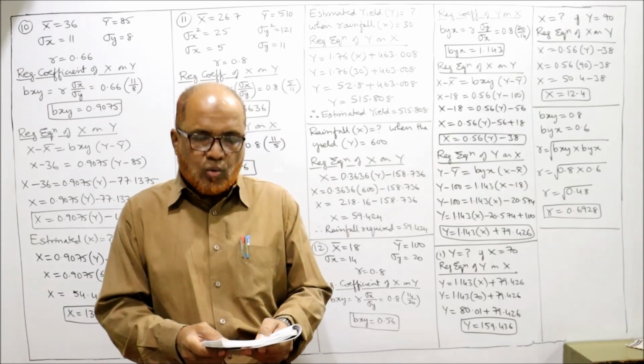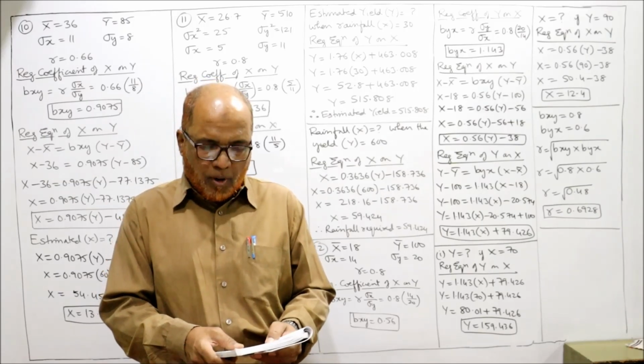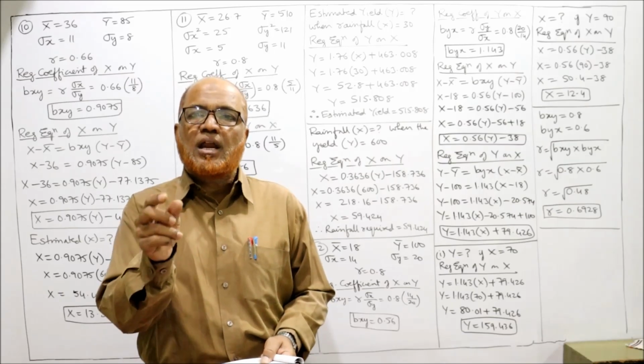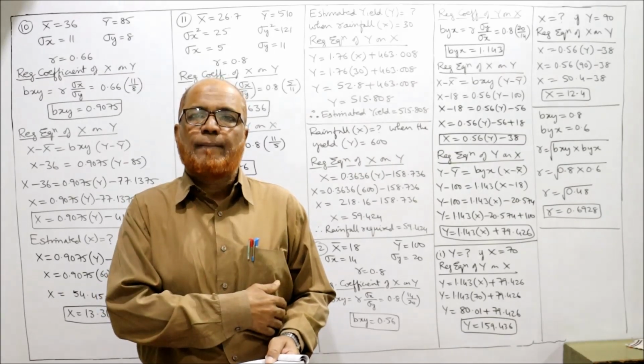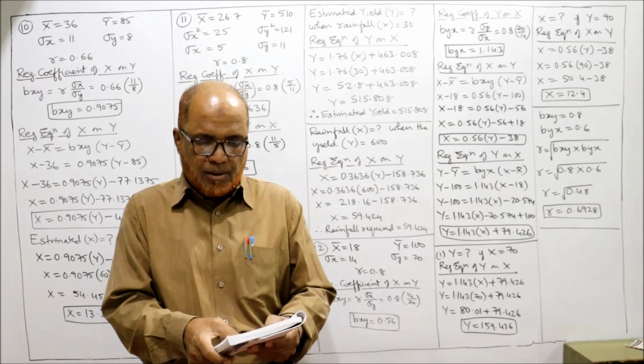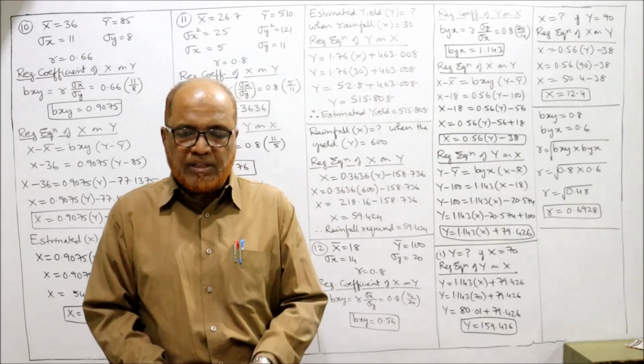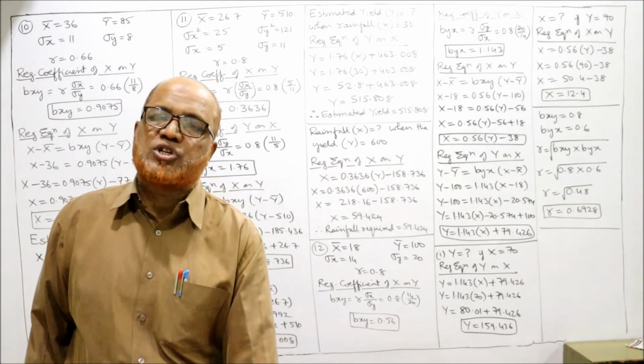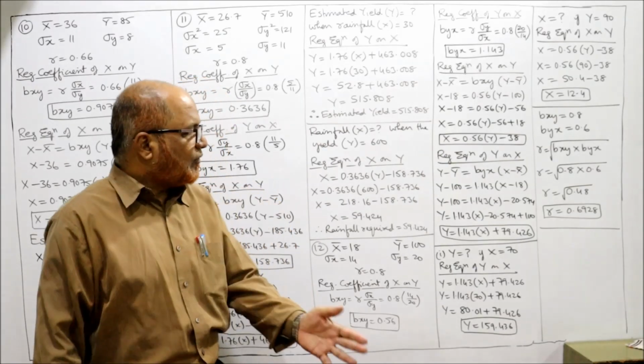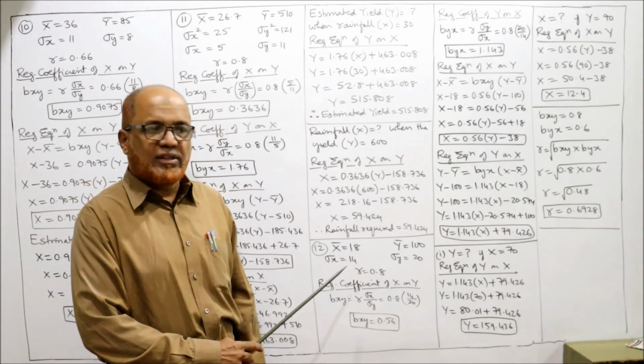Then if the regression coefficients are 0.8 and 0.6, regression coefficients means BXY and BYX, 0.8 and 0.6, what would be the value of correlation coefficient? That is the second question. So first of all, we'll write the information given in the problem.